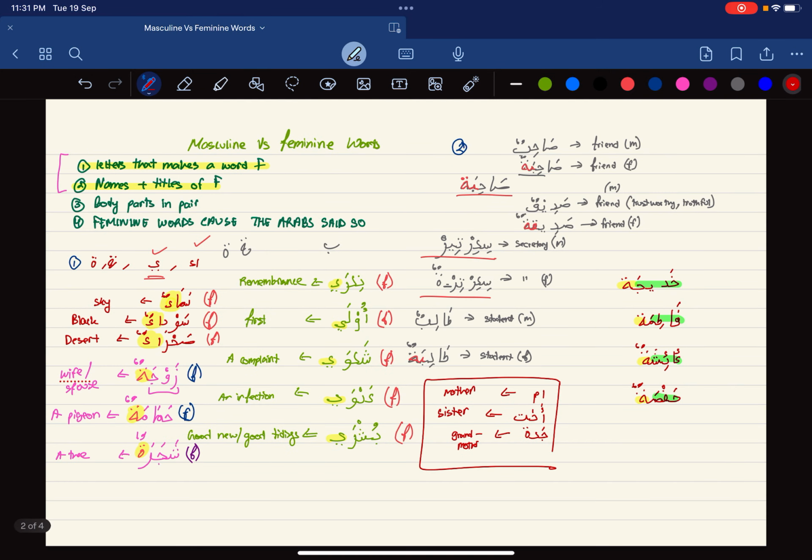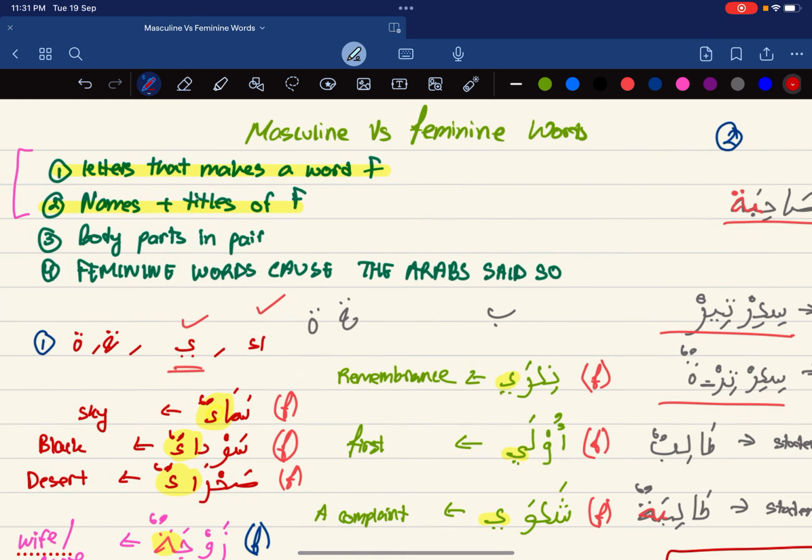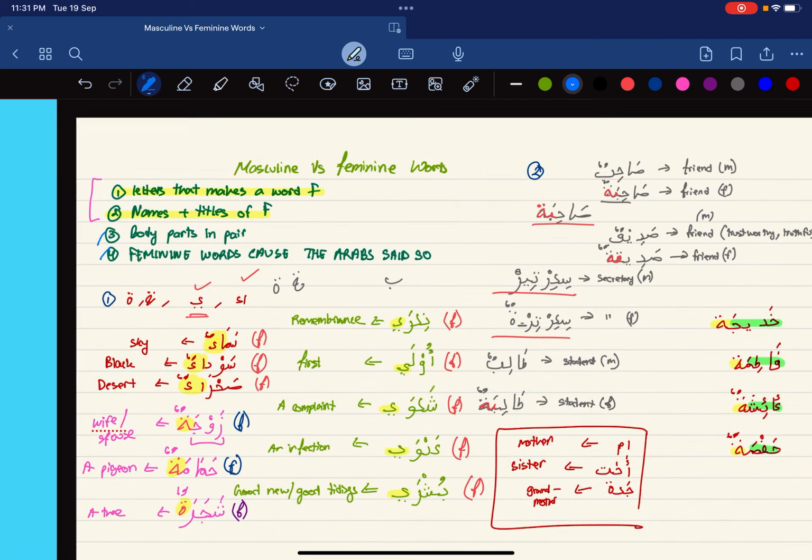Last video we saw the first two sections, the first two types of conditions for feminine words. Now in this small video we're going to be looking at the rest, 3 and 4.